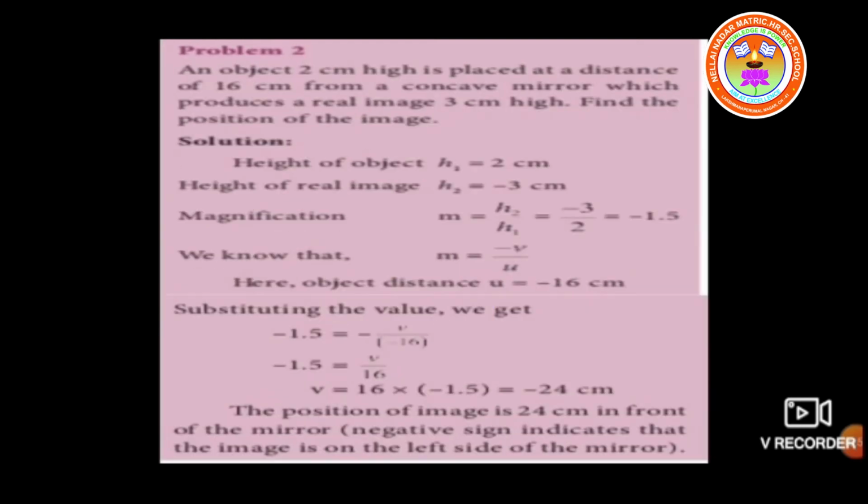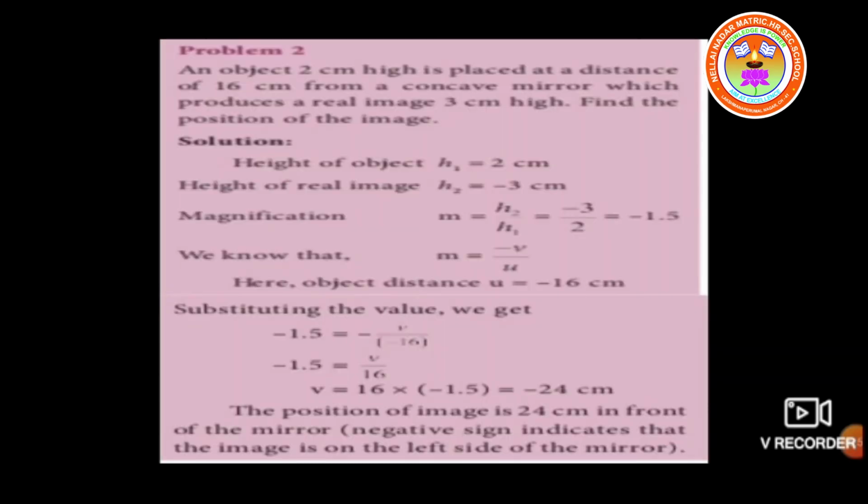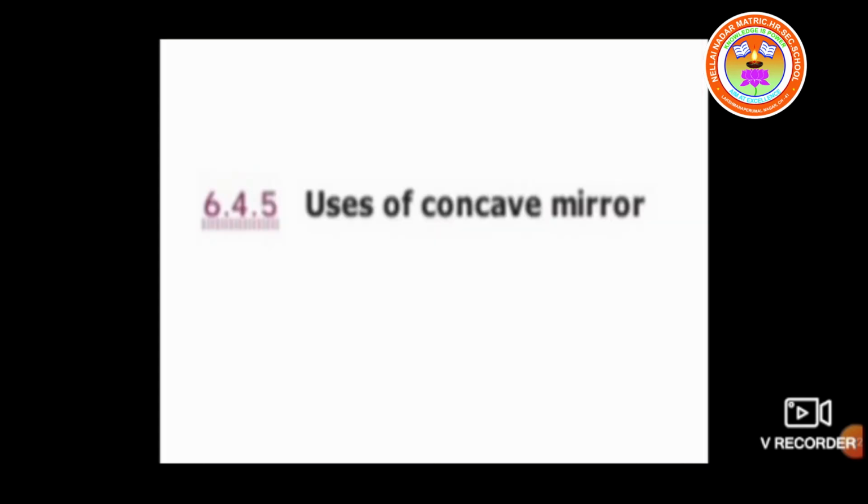So to get the value of v, minus 1.5 is equal to minus v divided by minus 16. So minus 1.5 is equal to v divided by 16. So v is equal to 16 into minus 1.5, that is equal to minus 24 centimeter. So the position of the image is 24 centimeter in front of the mirror. The negative sign indicates that, as you already know, the image is on the left side of the mirror.